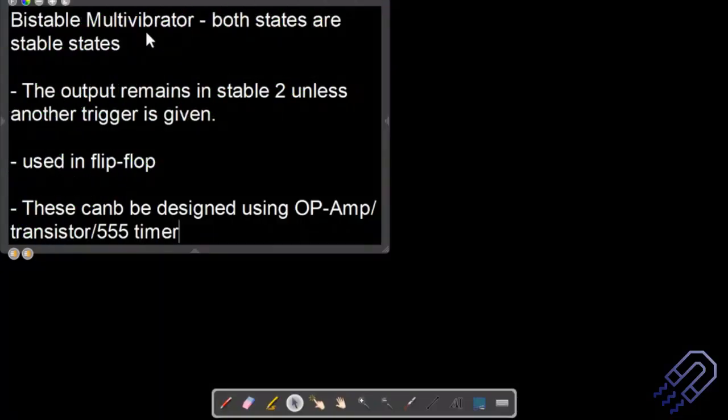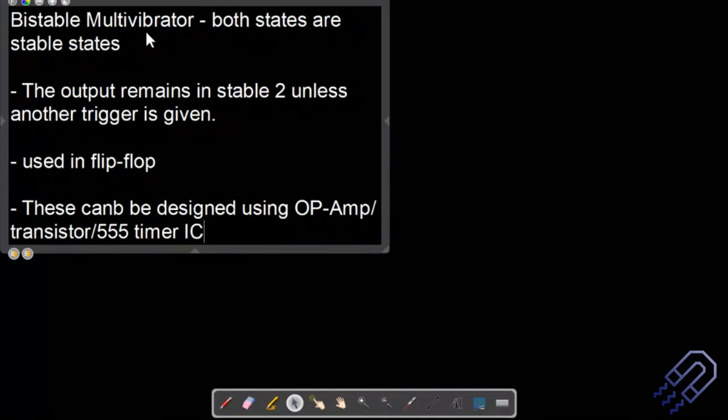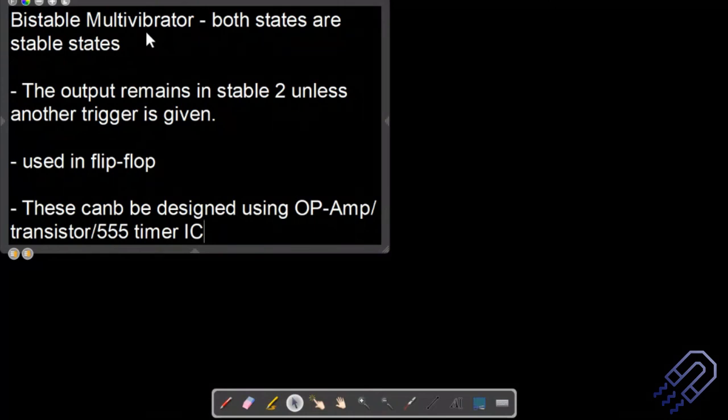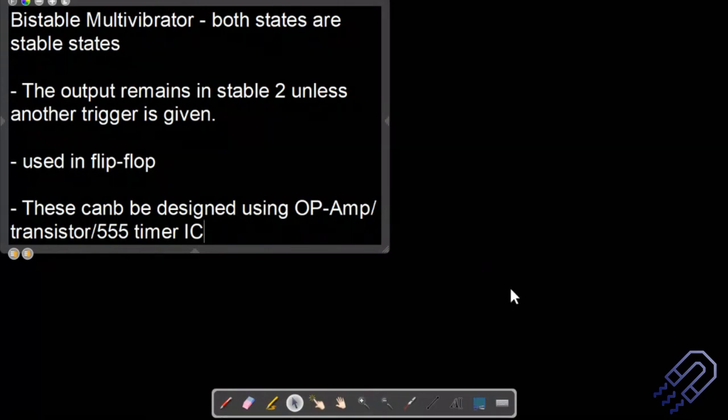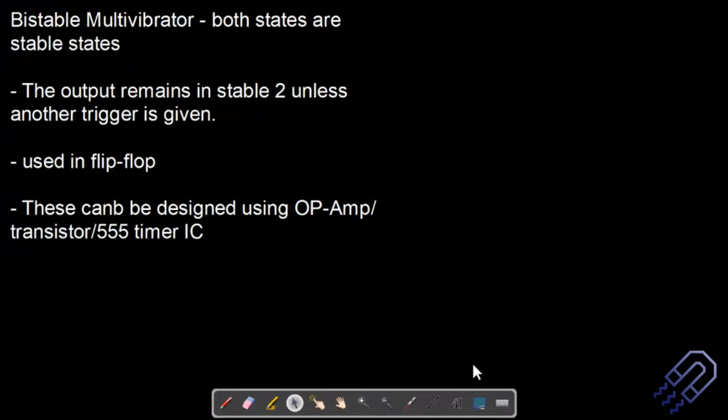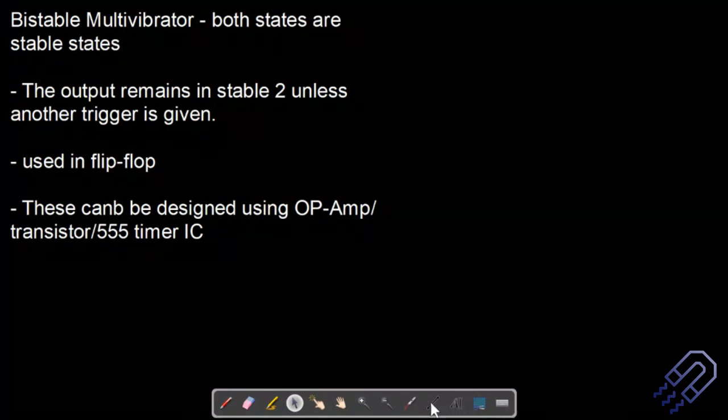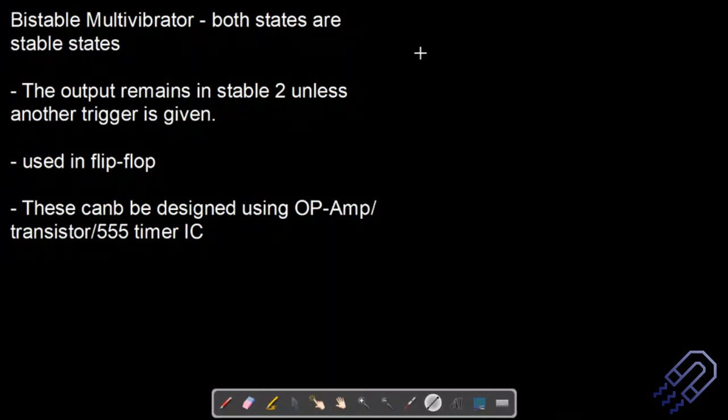This timer is nothing but an IC, an integrated circuit. It basically works on the principle of digital electronics and logic gates. So how do I exactly draw this bistable multivibrator? The output figure, let me just draw this. What happens in a bistable multivibrator? We have to remember that there are two stable states. Let me just draw this.